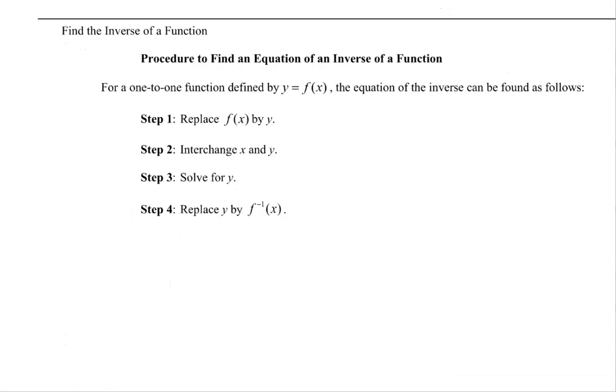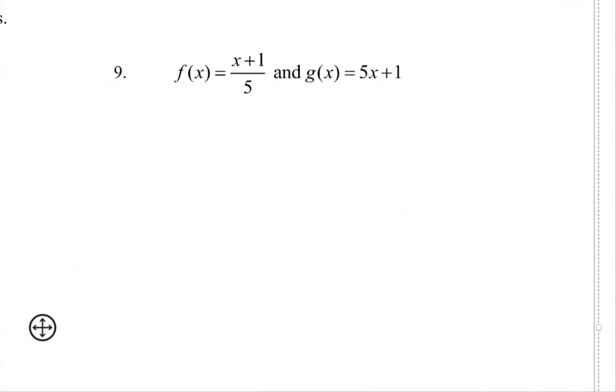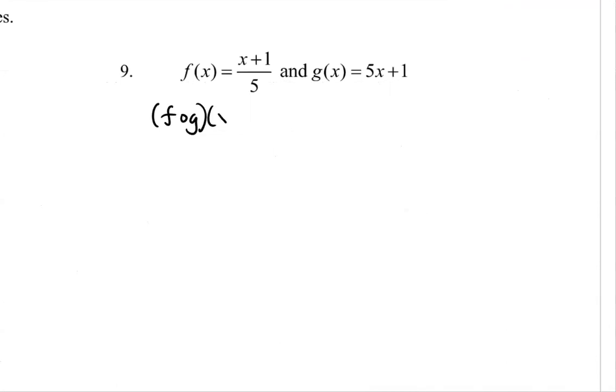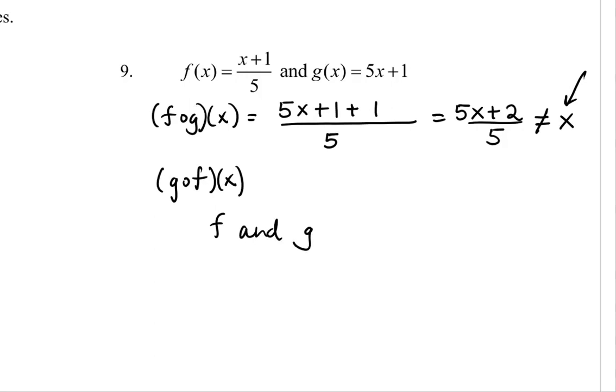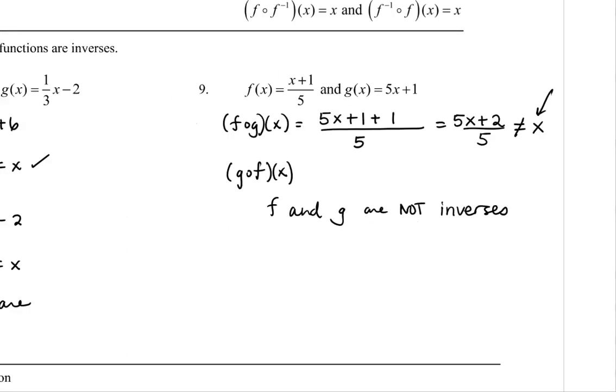Now let's check example 9. I'm going to start off the same way by evaluating f composed of g of x. So I'm going to take the function g and substitute it in for the x that is in f. So I have 5x plus 1 plus 1 over 5, which leaves me with 5x plus 2 over 5. The 5's cannot cancel out here, and more importantly, this is not equal to x. I don't even have to check the composition the second way, simply because that first one is not equal to x. I can conclude that f and g are not inverses of each other.